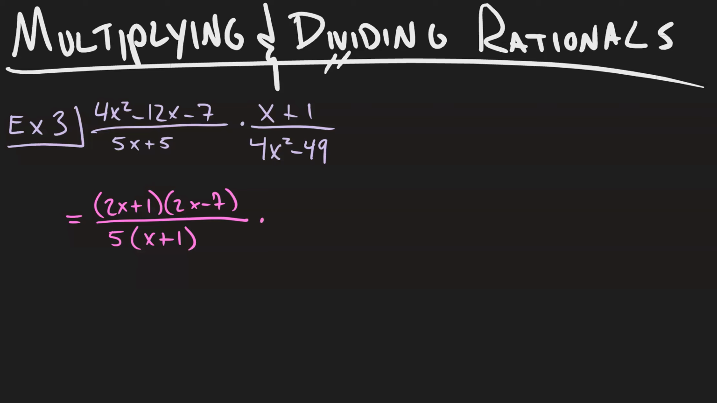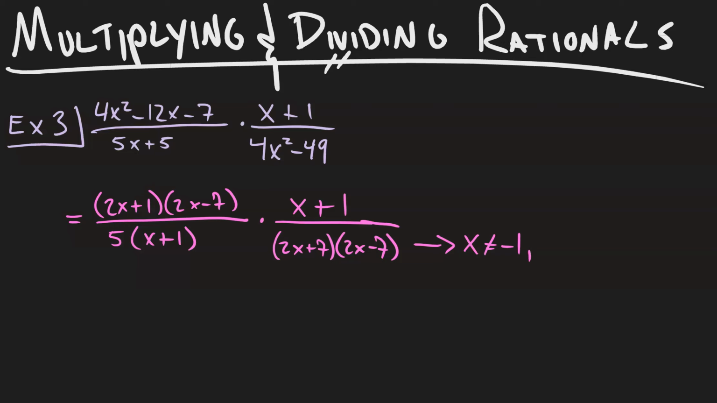Our second fraction will factor to x plus 1 over, and you've got to watch out for those difference of squares problems here. In this case, we'll have 2x plus 7 times 2x minus 7. Now we can go ahead and take care of our excluded values. In this case, x cannot equal negative 1 from our first denominator, and negative 7 over 2, as well as positive 7 over 2 from our second fraction.